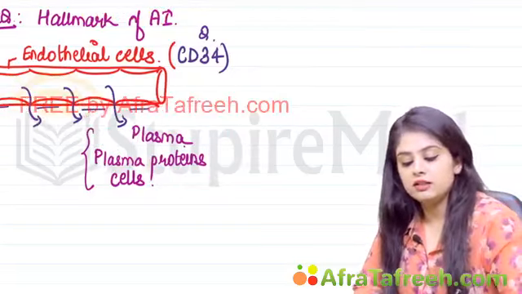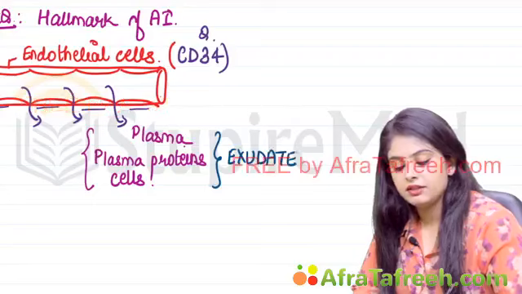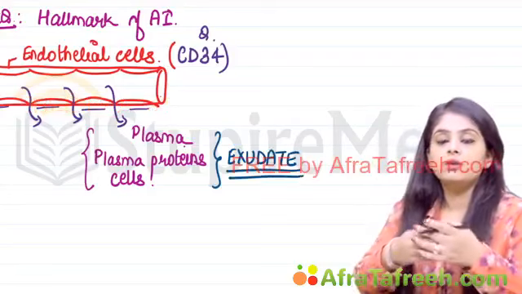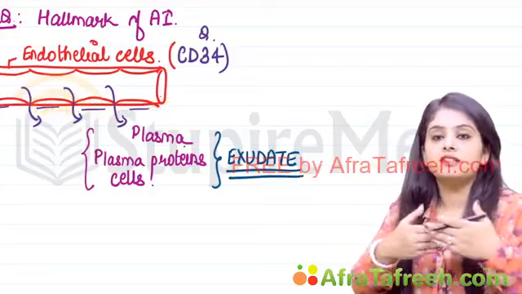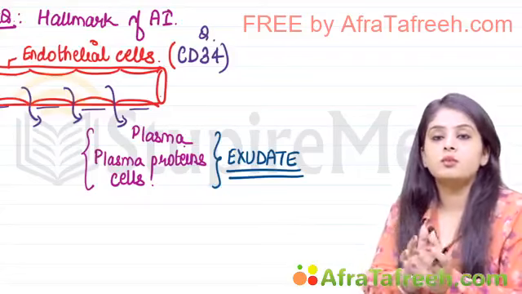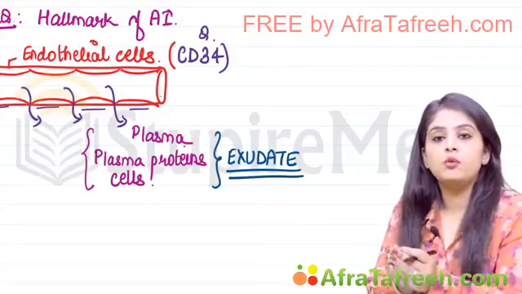These three together are famously called exudate. Now, fluid and cells from the vessel have come out into the tissue. In the tissue, all of this starts accumulating. The plasma, the proteins, the cells, they start accumulating. What will they form over there?